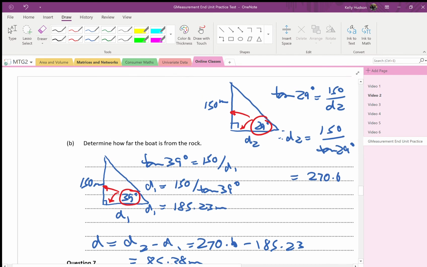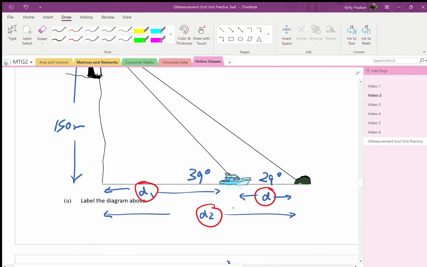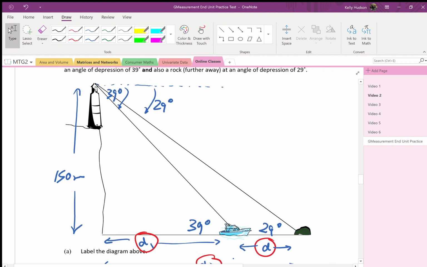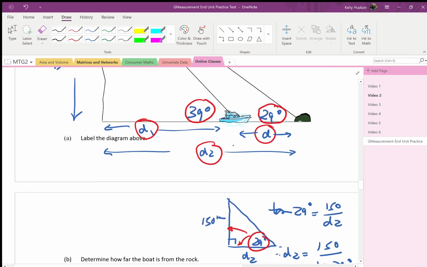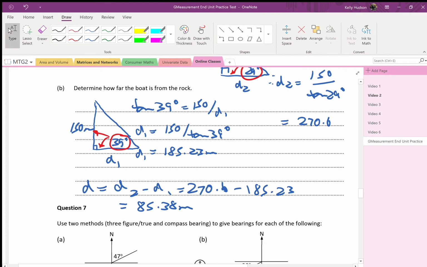Okay, so I use two tan ratios. My angle of elevation is the same as my angle of depression. So the key here is 39 degrees is my angle of depression. That's also my angle of elevation. 29 degrees is my angle of depression. 29 degrees is my angle of elevation. So then once I've done that, I've got two triangles. I've used my tan for both of them, worked out the two distances and subtracted them away, and I've got my distance from the boat to the rock.